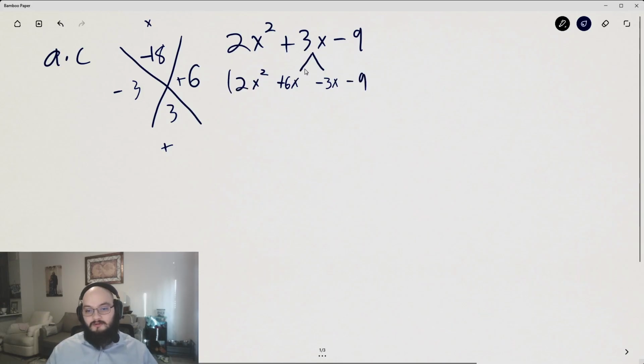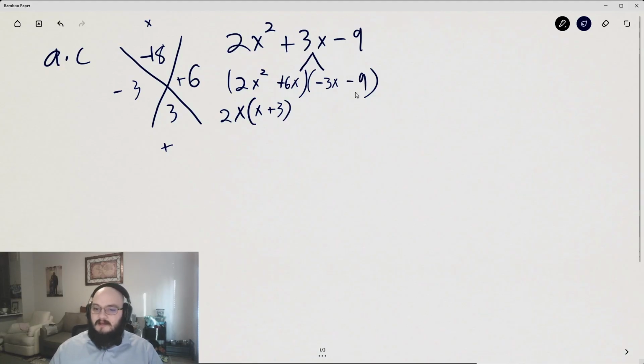Now, we will do what's called factoring by grouping. I'm going to put parentheses around these two, and around these two. I want to factor out the greatest common factor from both of these terms, which is going to be 2x. What will that look like? This will become an x. 2x squared divided by 2x is x, and 6x divided by 2x is 3.